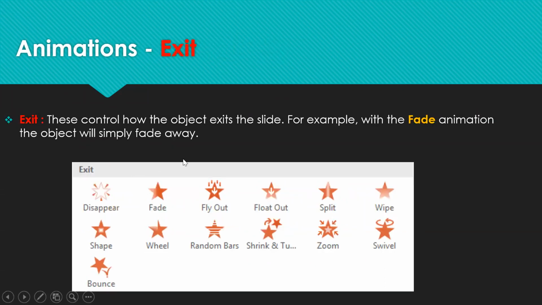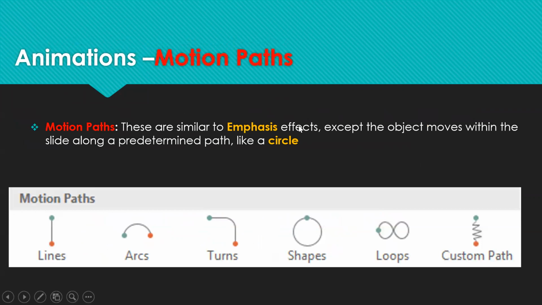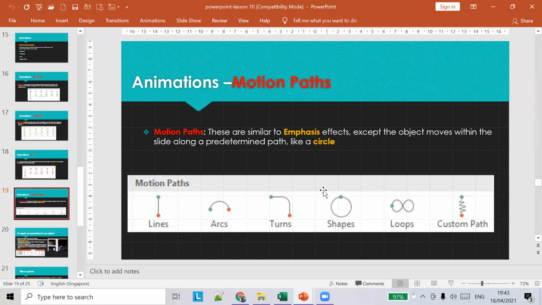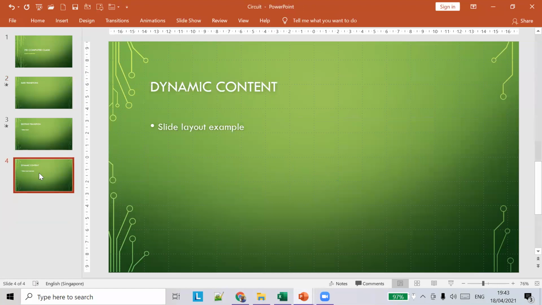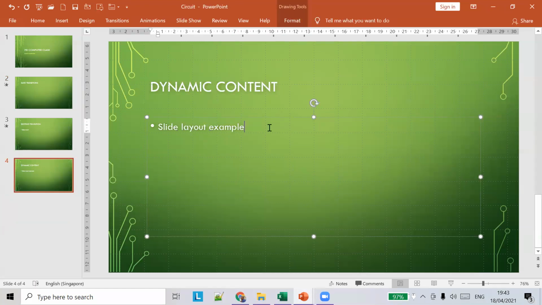Exit animations control how the object exits. For example, with the fade animation, the object will simply fade away. And motion paths are similar to emphasis effects, except the object moves within the slide along a predetermined path, like a circle. So we saw the different types of animations, and we'll see how to do those things.